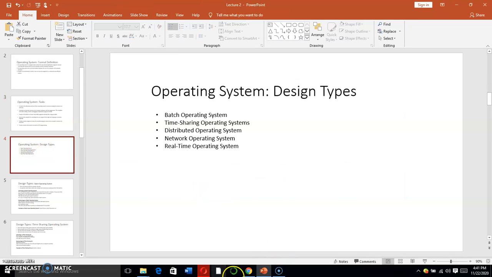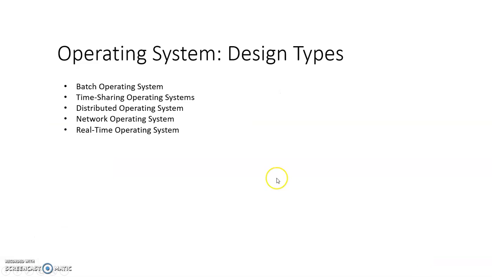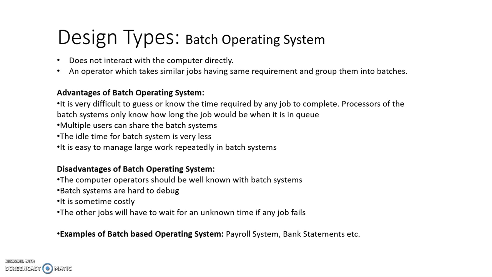So, moving on, operating system design types. Now, there are 5 different design types of operating systems. Of course, this goes way back to when operating systems started, up to the current operating systems that we have right now. So the first type is the batch operating system. Now, the batch operating system does not interact directly with the computer.